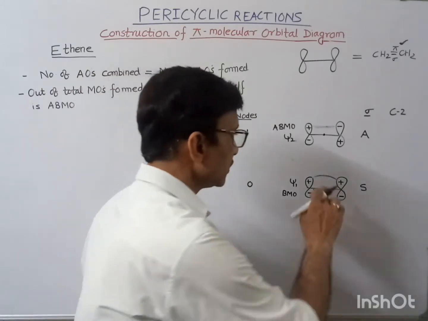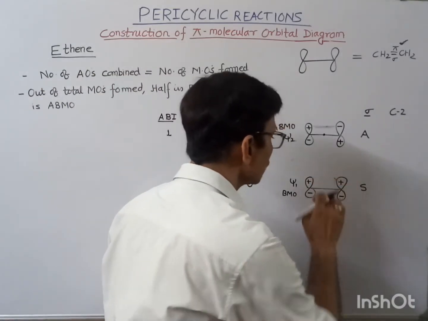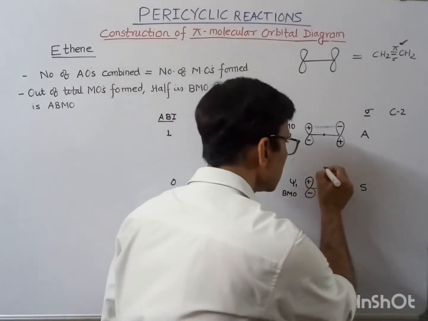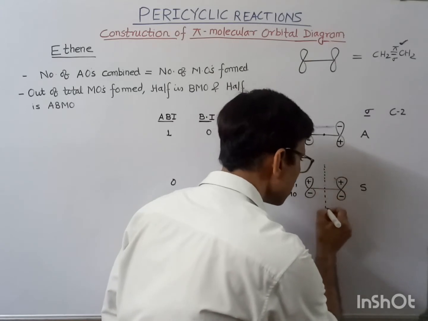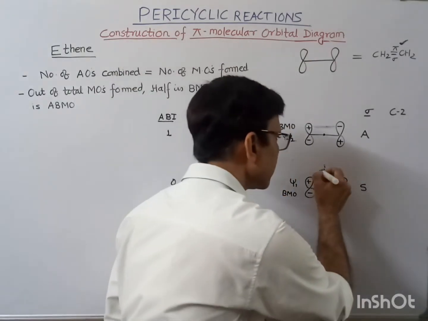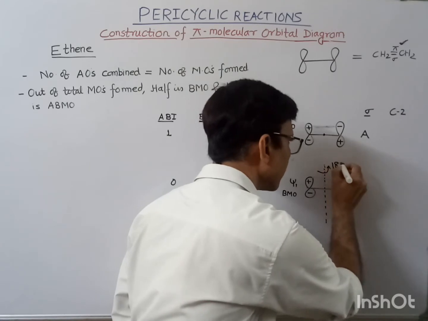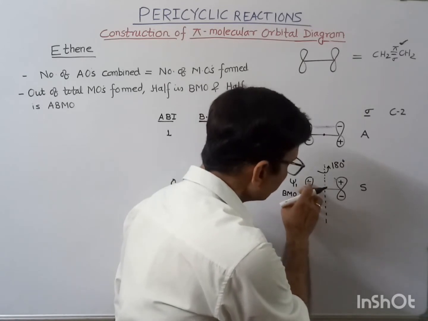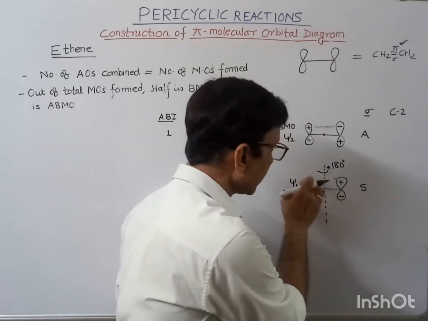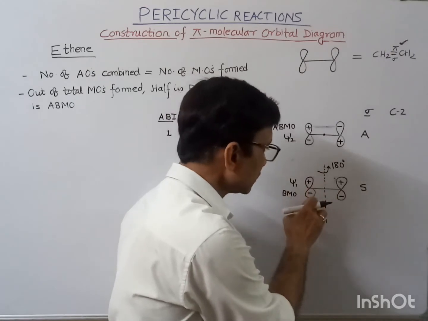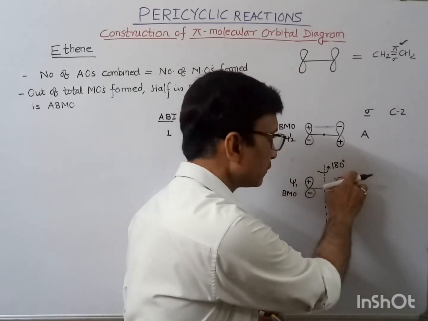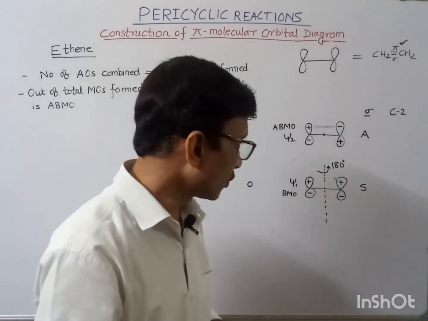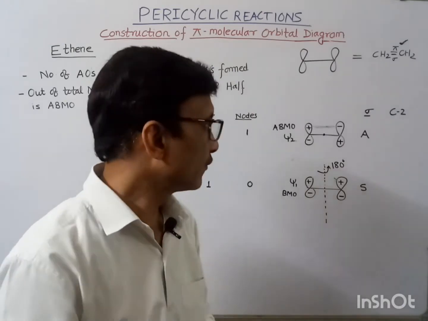So now let's see, if psi 1 is rotated by 180 degrees, suppose this is our axis, and through this axis I rotate it by 180 degrees, then what will happen? Then this minus will go to this place, and this minus will go to this place. It means we are not getting the same molecular orbital after rotating by 180 degrees.